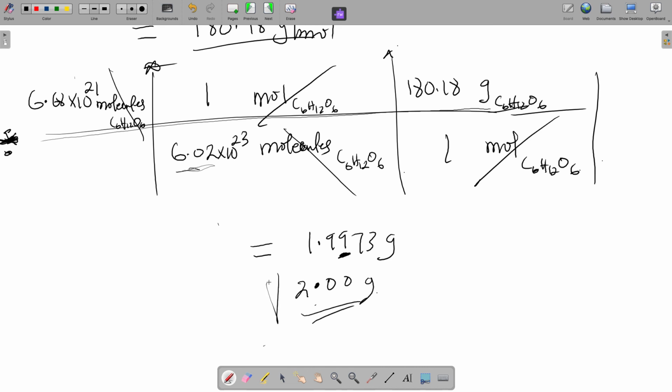So this is to three significant figures. Remember, when you have a number, a decimal point, and zeros, the zeros are significant. So again, our answer is 2.00 grams to three significant figures.